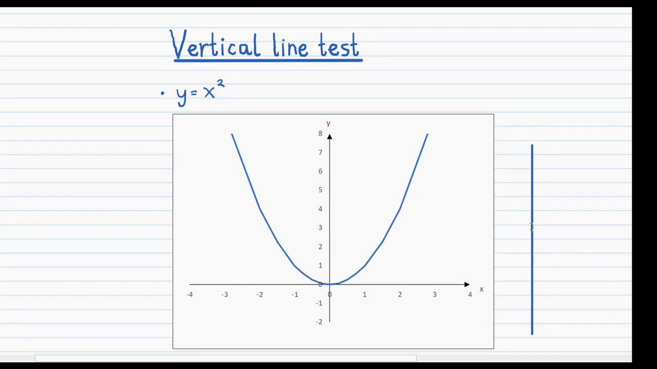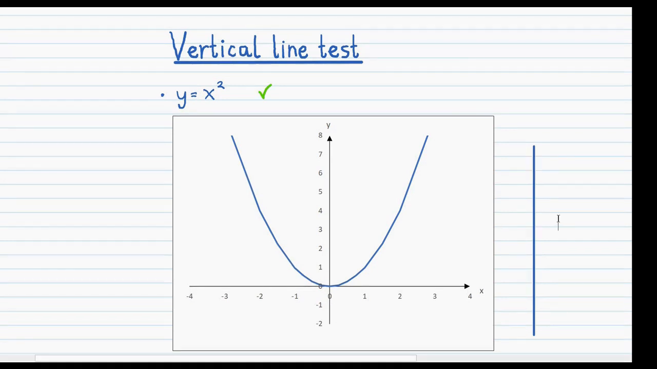As I pass it across the graph, it only ever intersected with the graph at a single point, and therefore it qualifies as a function. And it would be completely fair to write it as f(x) equals x squared.